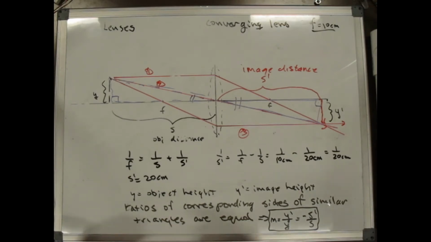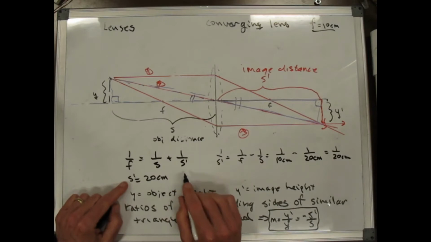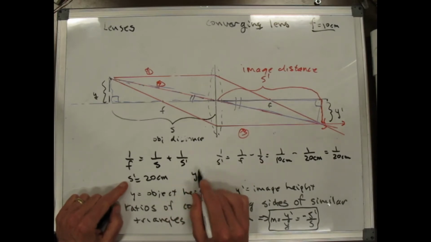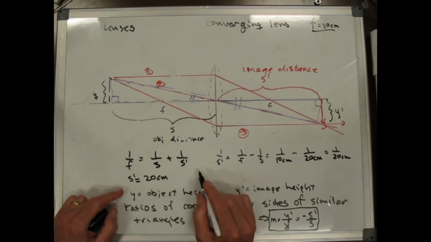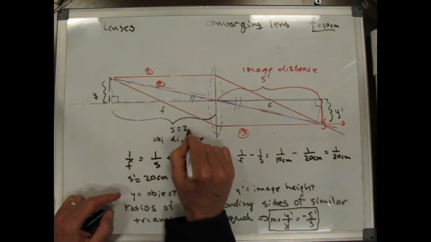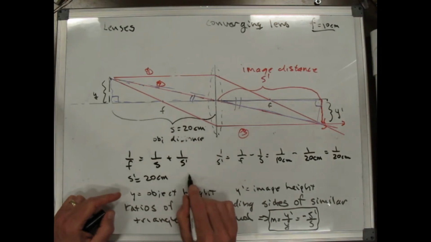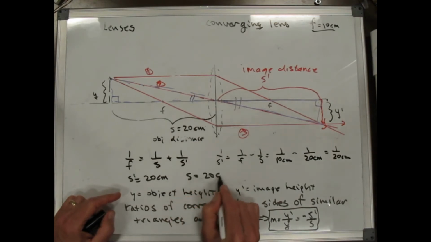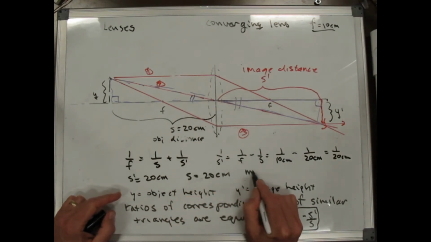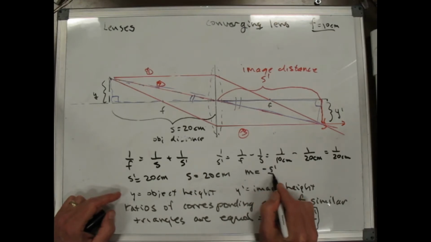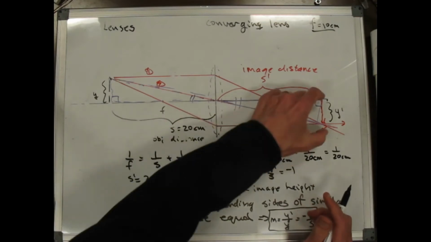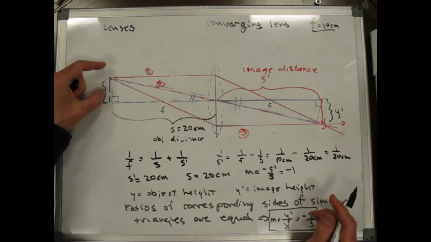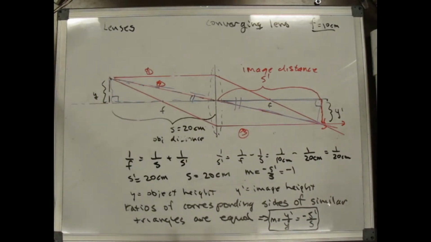And so I've already learned that S prime is equal to 20 centimeters, and S is what we started with, 20 centimeters. I said that at the start. So the magnification is minus S prime over S, and so that's equal to -1. In other words, the image height is the same as the object height, but it's inverted.